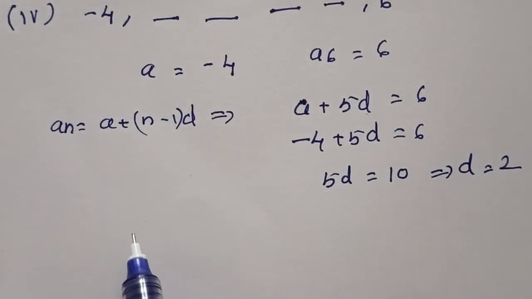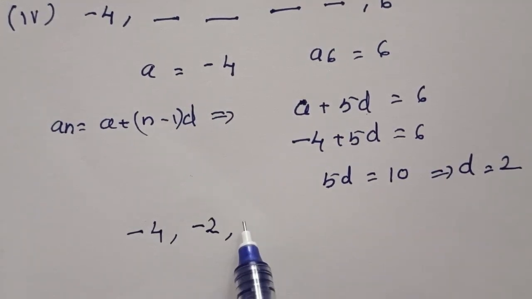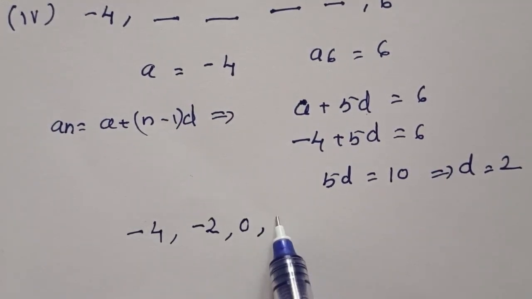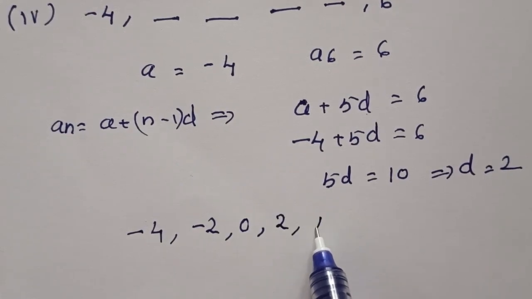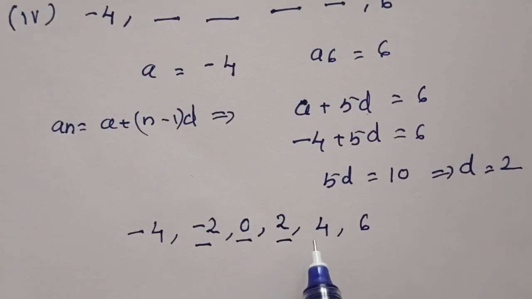First term it is minus 4, given. Second, minus 4 plus 2, it is minus 2. Minus 2 plus 2, 0. 0 plus 2, 2. 2 plus 2, 4. 4 plus 2, 6. So, missing terms are these 4: minus 2, 0, 2 and 4.